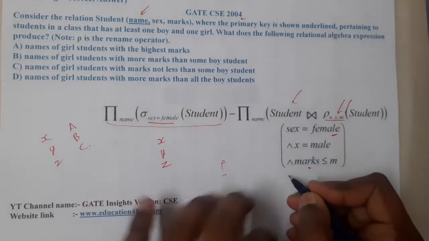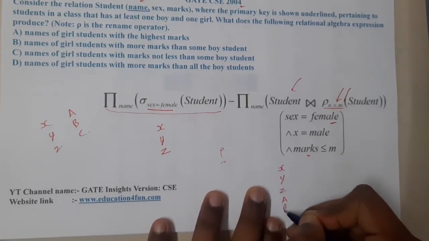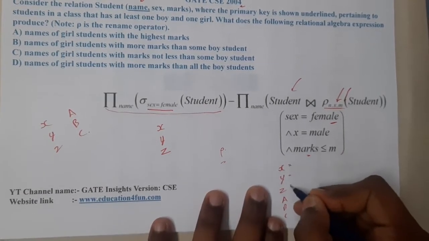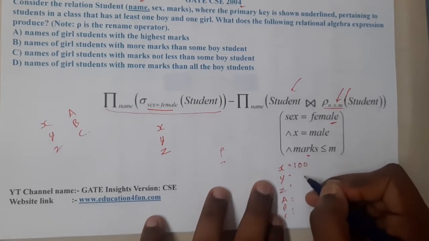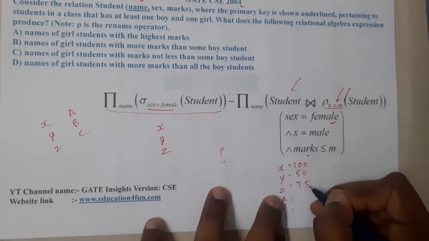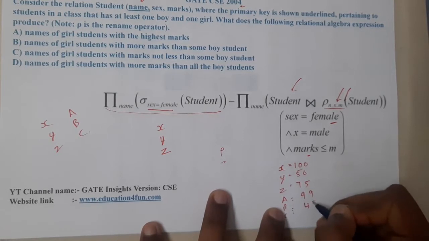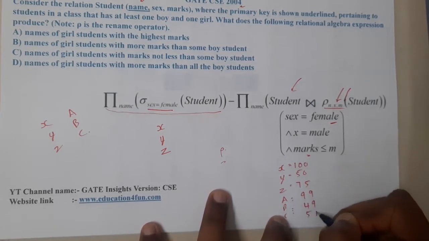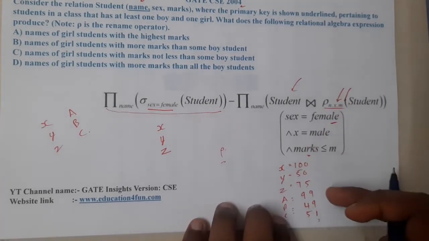So let us take a small example: X, Y, Z, A, B, C. What marks shall we give, guys? Let us give 100 marks for X, 50 for Y, 75 for Z. When it comes to A, let us give 99, for B 49, for C 51. I took almost middle values, guys. So 100, 99, 75, 51, 50, 49.